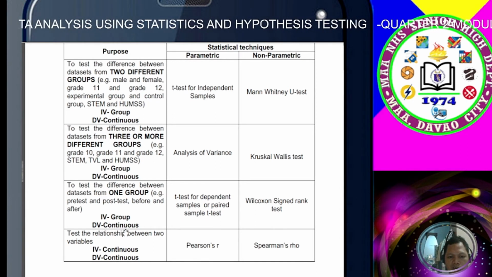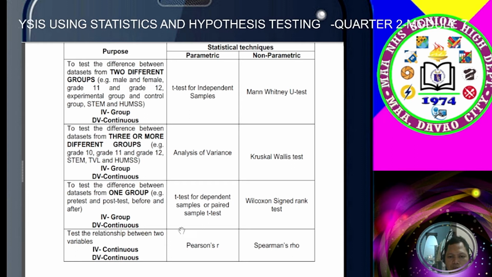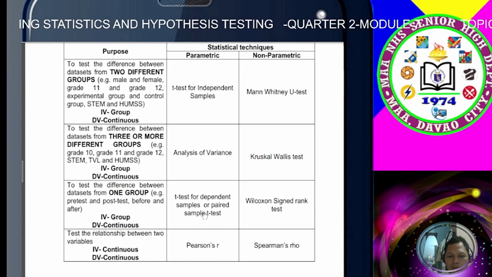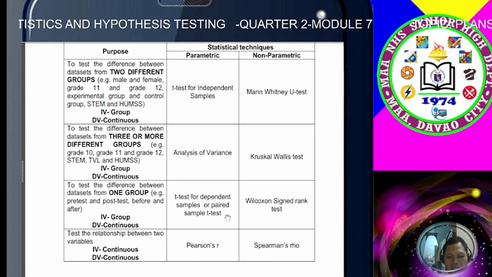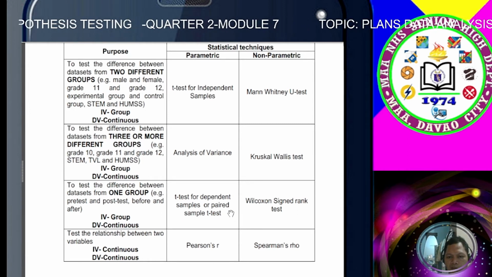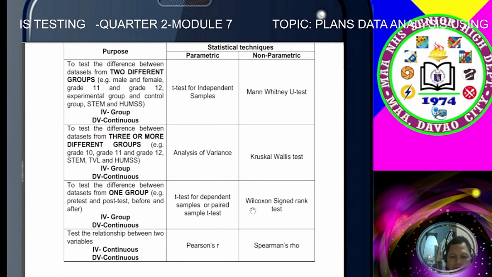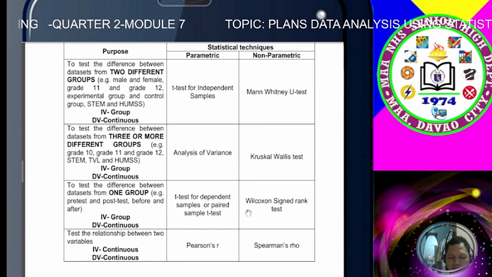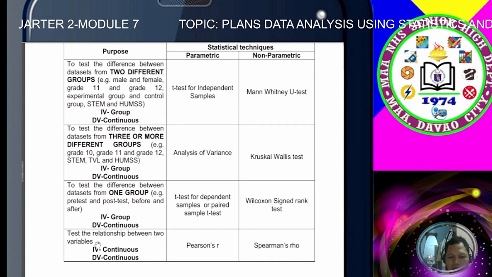Our DV here is continuous data. So we'll use here the t-test for dependent samples, or paired sample t-test. Okay, so take note of that. Then in non-parametric, you will use the Wilcoxon signed rank test. Okay, then lastly, this is very common.